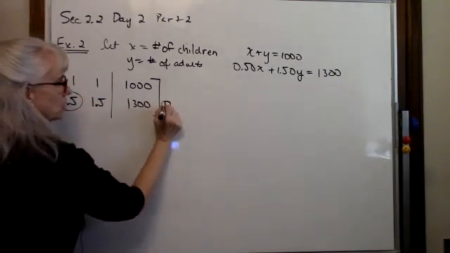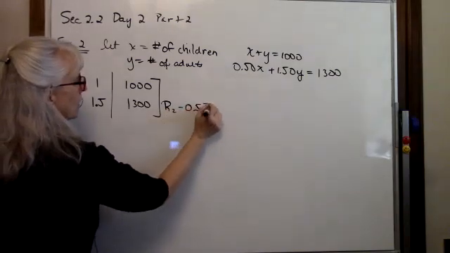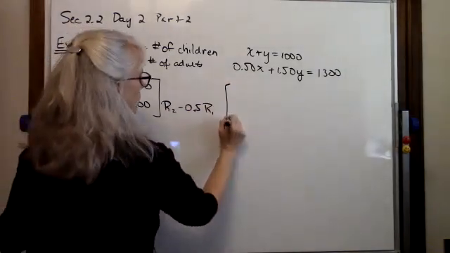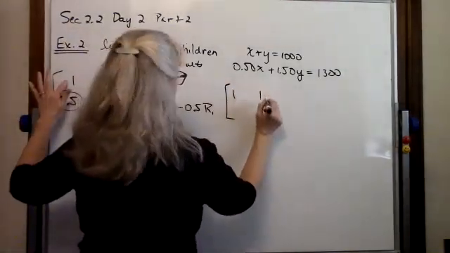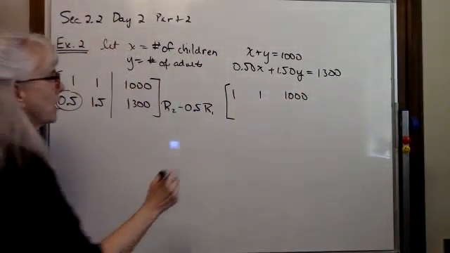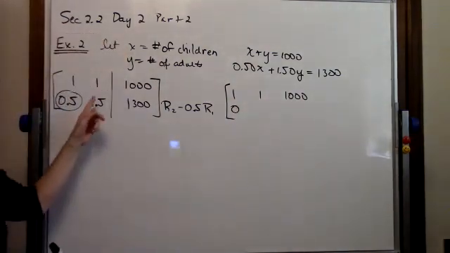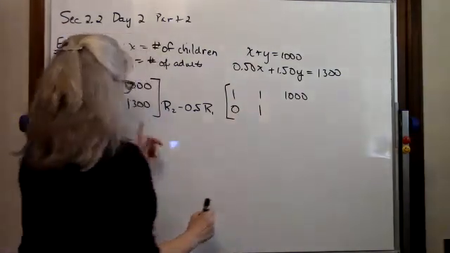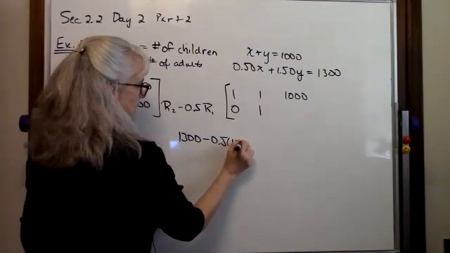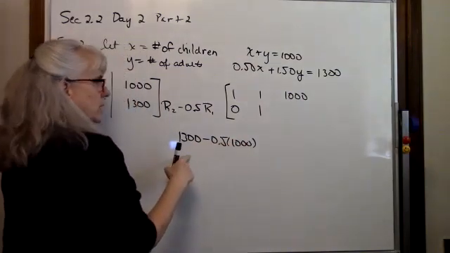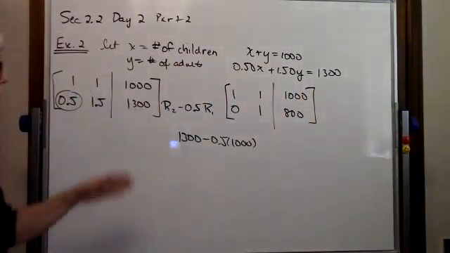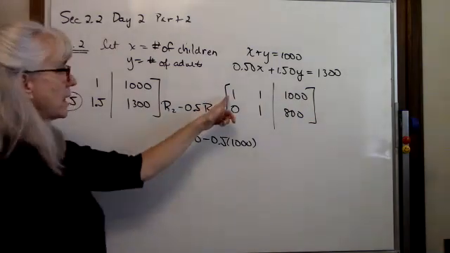So to get the 0, we'll do row 2 minus 0.5 times row 1. So row 2 minus half of row 1. Again, I'm going to copy over row 1 because we're not manipulating it this go round. Okay, so 0.5 minus 0.5 gives me a 0. 1.5 minus 0.5 is 1. And now I have 1,300 minus 0.5 times 1,000. Well, that's half of 1,000, which is 500, from 1,300 is 800. So my first column's good to go. That was quick and easy, especially because we already had that 1 there.